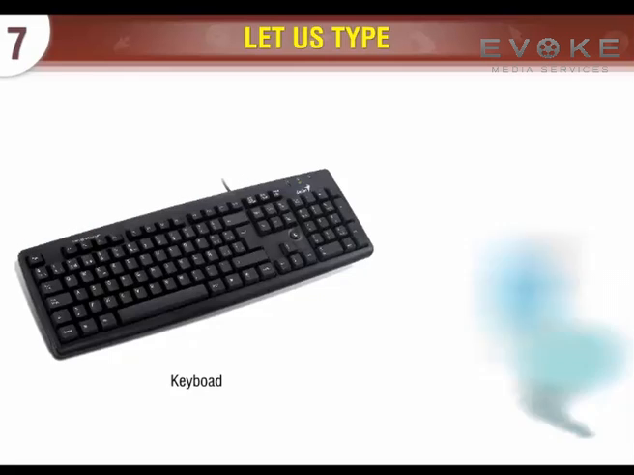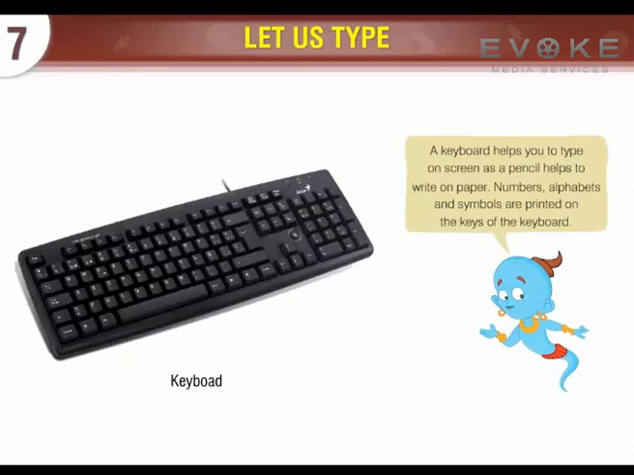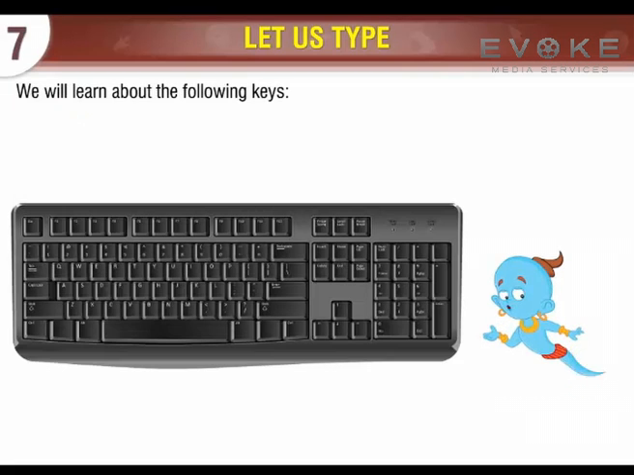Chapter 7. Let us type. Knowing the keyboard. A keyboard helps you to type on screen as a pencil helps you to write on paper. Numbers, alphabets and symbols are printed on the keys of the keyboard. We will learn about the following keys.